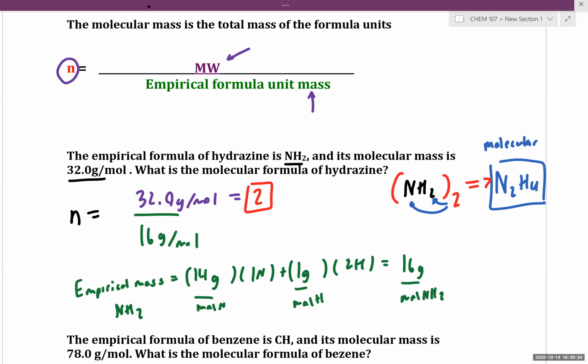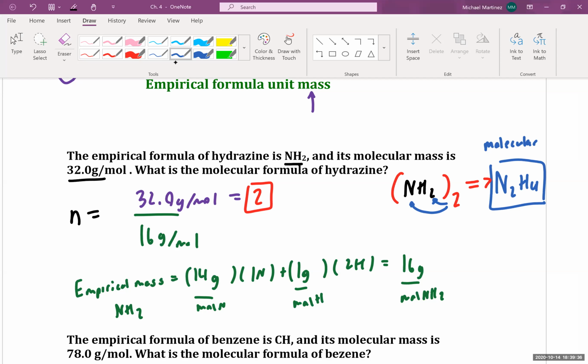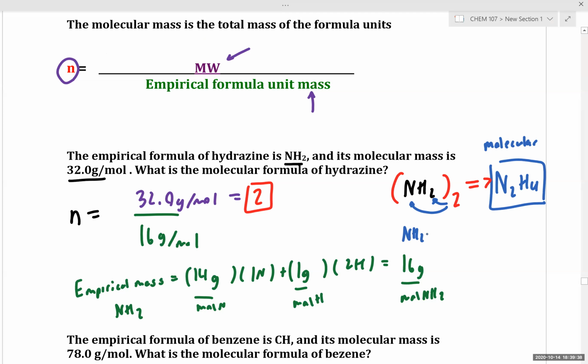Another way to visualize this is if we think about NH2NH2, we can simplify it to N2H4. Does that make sense? Does this idea make sense of how we calculate the molecular formula from the empirical formula and the molar mass? Can I get some confirmation in the chat for this?